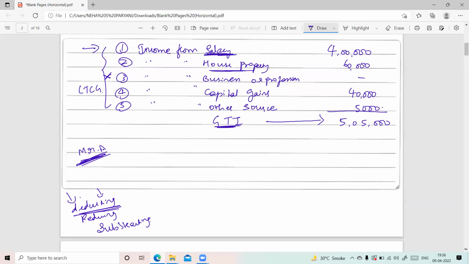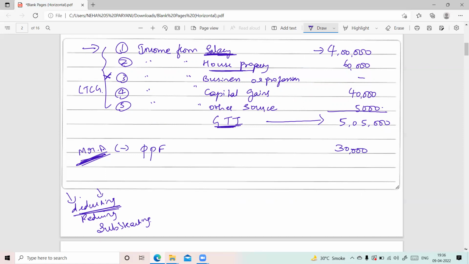Public provident fund is a kind of savings for an individual, which he can use whenever he wants. So out of his 4 lakh income, suppose Mr. A is contributing rupees 30,000 per year to his public provident fund. That amount we will deduct from the gross total income of Mr. A.